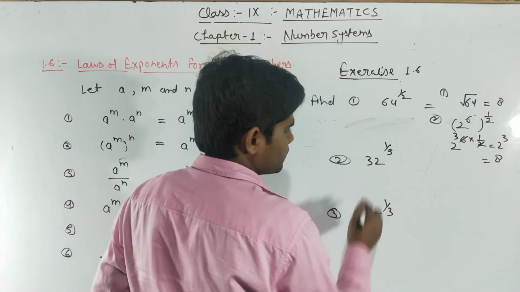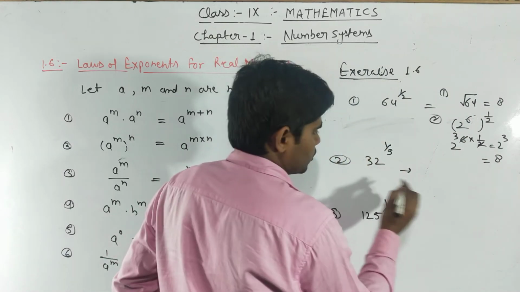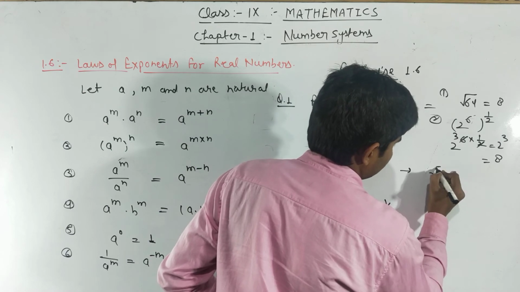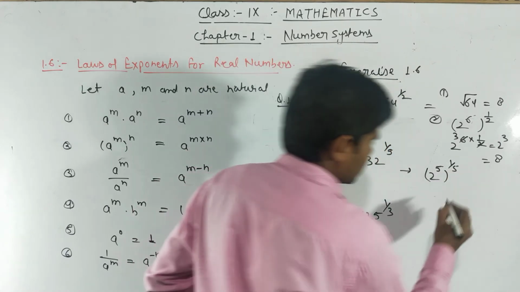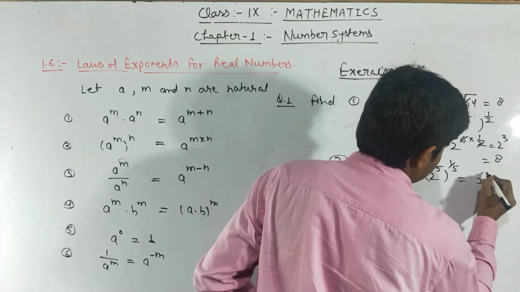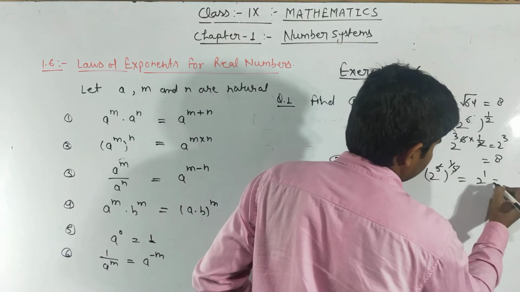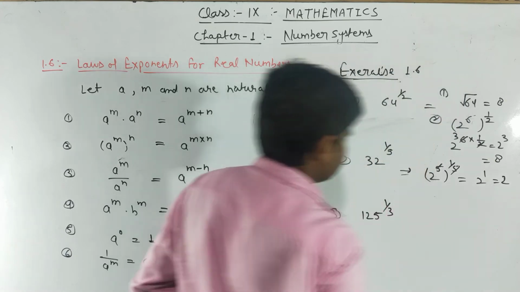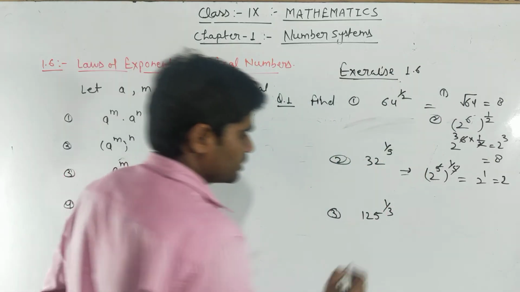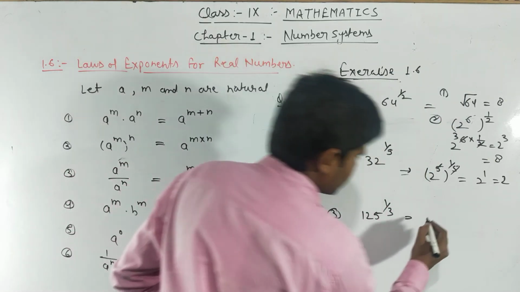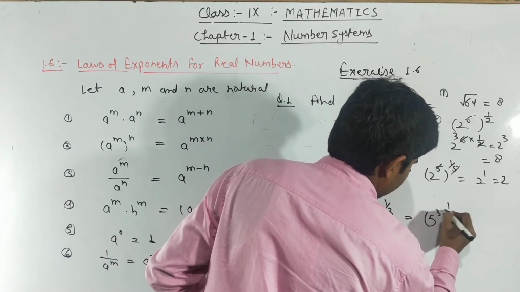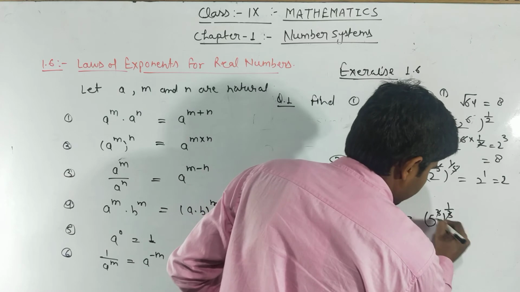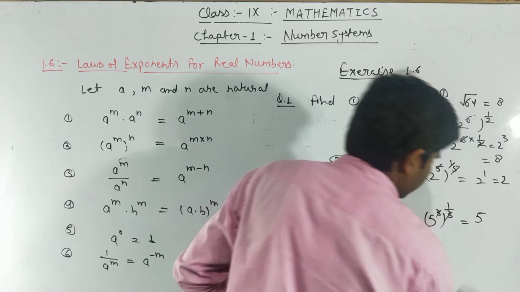Now this one, 32: you can write 2 raised to the power 5, power 1 by 5. The 5 cancels, power 1, answer 2. Now this one, you can write 125 is equal to 5 raised to the power 3, power 1 by 3. The 3 cancels out, answer 5. Okay.